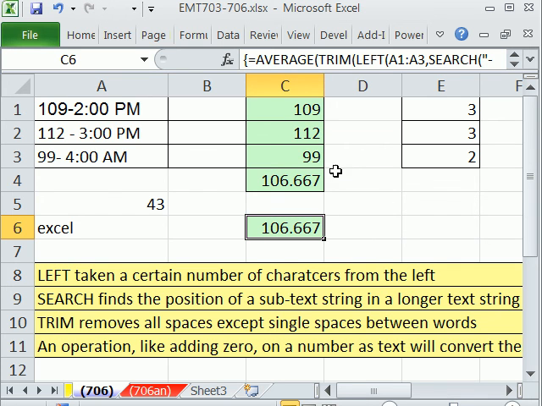And the moral of the story is there's always a way to do something, but it's probably much better to put the 109 in a blood pressure column and the 2 p.m. in a time column.